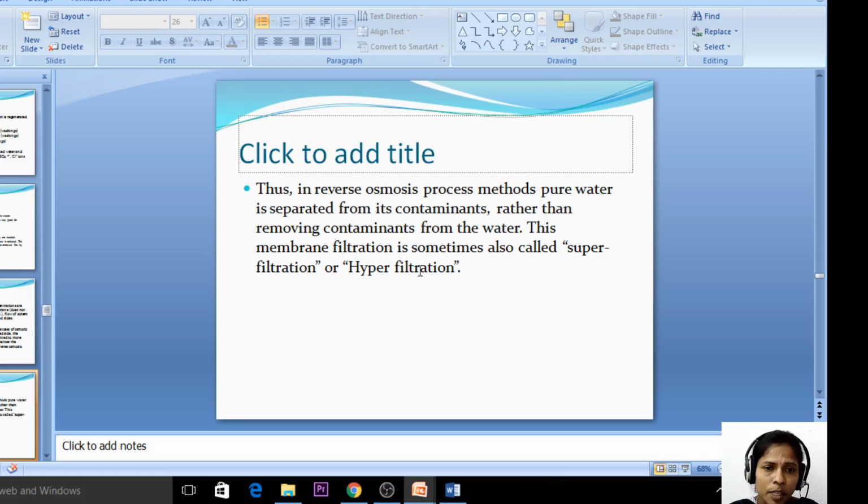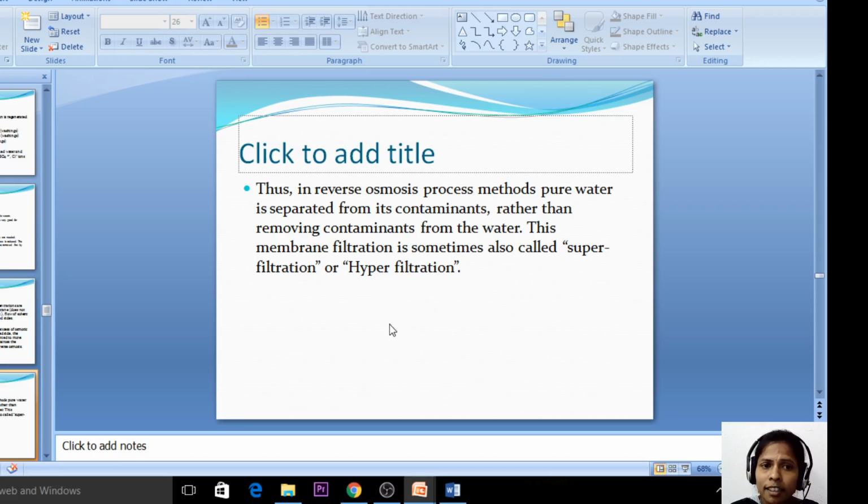So thus in the reverse osmosis process, pure water is separated from its contaminants. So we know the seawater has the pure water as well as the contaminants. We are not removing the contaminants by the filtration process. Instead of removing, what we are doing, we are separating the pure water from the contaminants rather than removing contaminants from the seawater. This membrane filtration is also called superfiltration or hyperfiltration process. That means the reverse osmosis process is also called a hyperfiltration or superfiltration process.